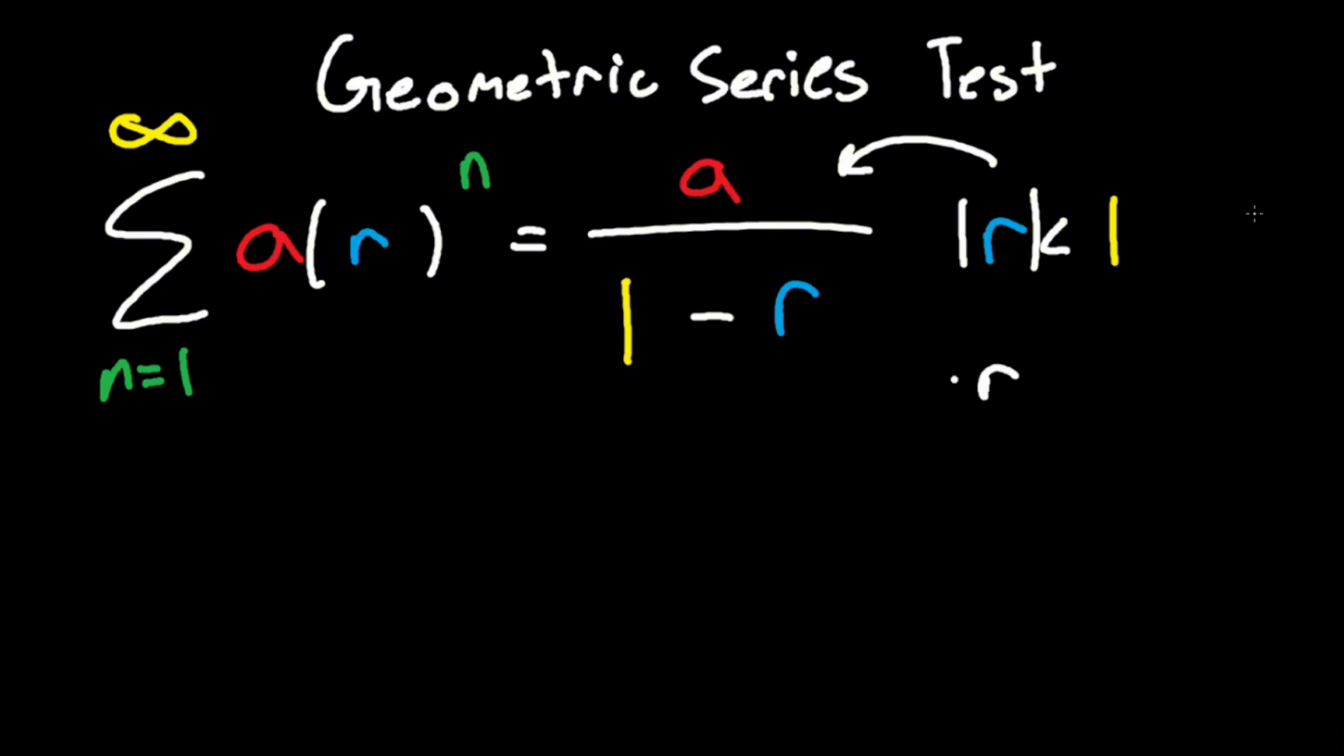Now, if the absolute value of R is greater than or equal to 1, then your series diverges. And you can just write down diverges. You don't have to use anything else, right? Diverges is an answer.